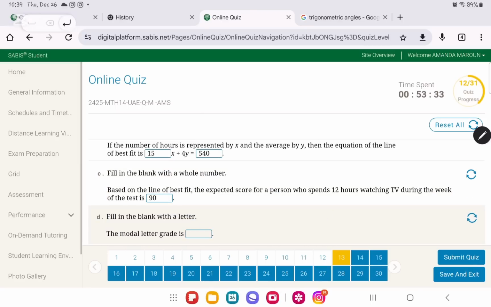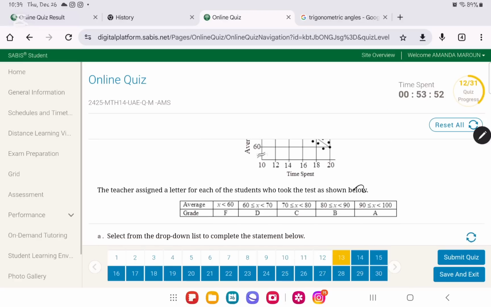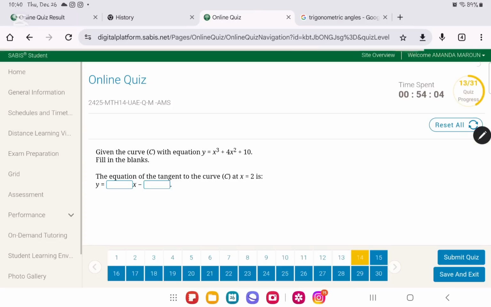Now finally, the modal grade. Modal grade means the most occurring grade. So we're gonna go up, okay? And we are gonna see at which points is it the most occurring grade. And looking at it really carefully, you will see it's between 80 and 90. And going down, a grade between 80 and 90 is a B. So B is the most occurring, or the modal letter grade, because mode or modal means the most occurring. Moving on to question number 14.